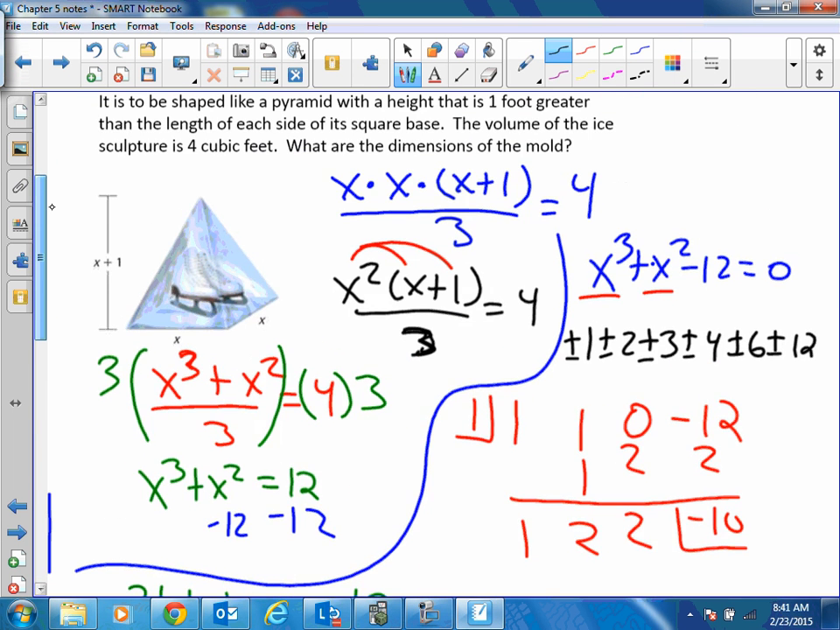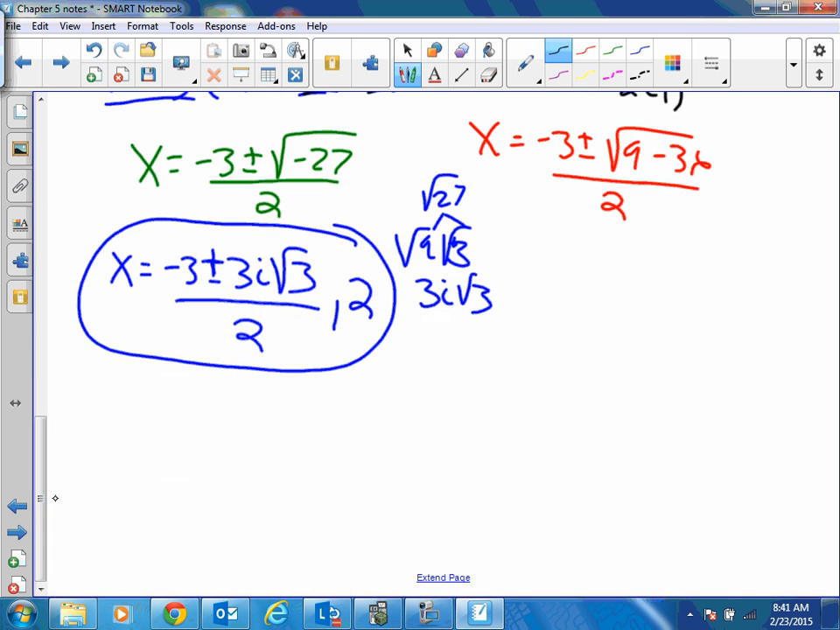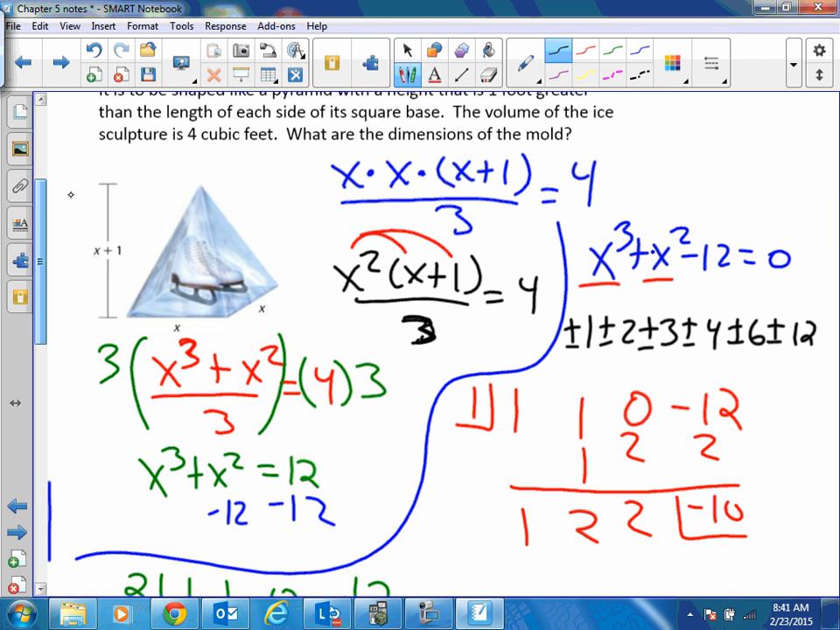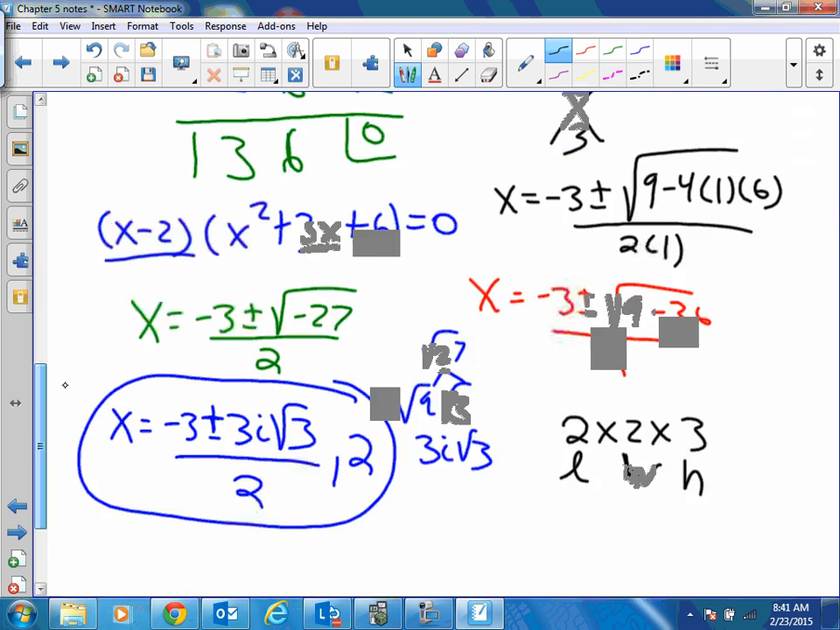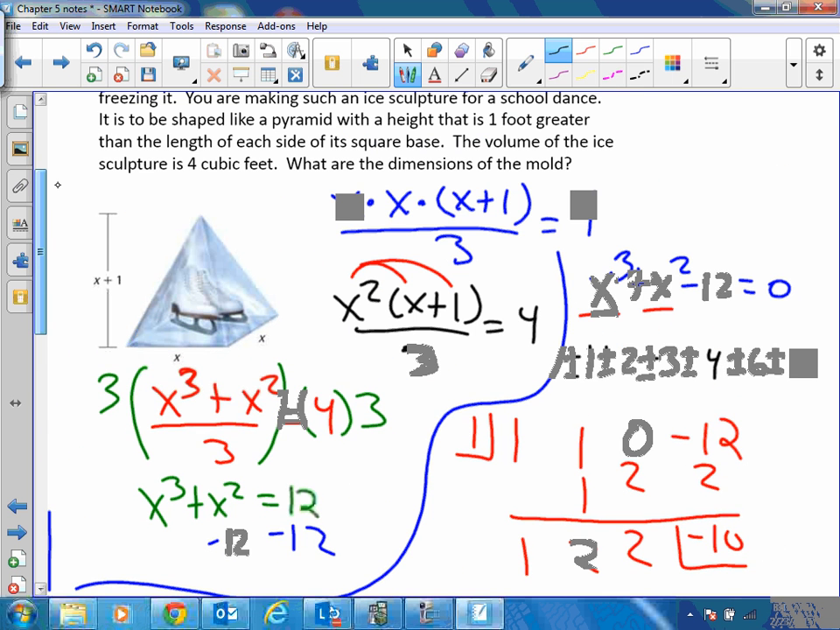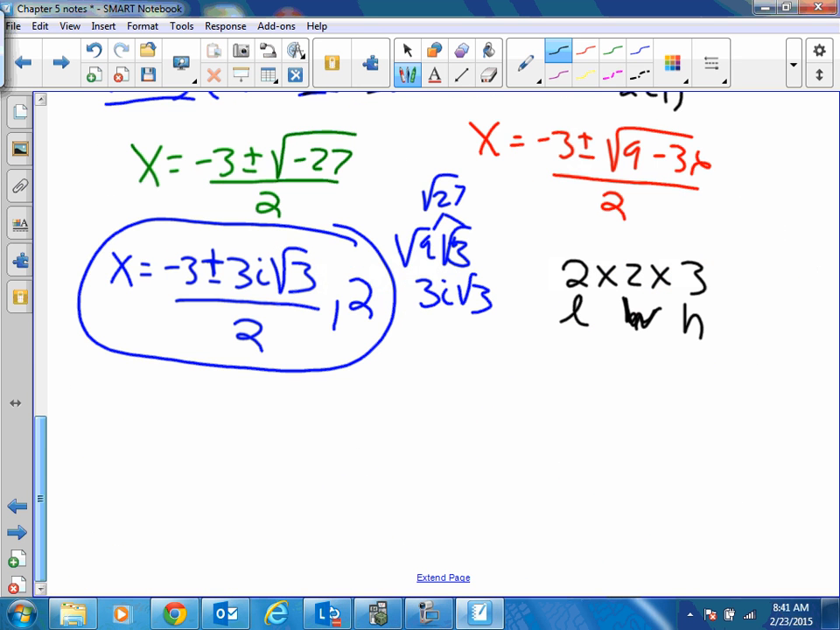So if we wanted the dimensions, the base would be 2 by 2 by 3, okay? 2 by 2 by 3. Think about length, width, and height. Which makes sense because at one point we had it equal to 12, which does work, okay? Think about it. 2 times 2 is 4, times 3 is 12, or 12 divided by 3 is 4, that checks out.